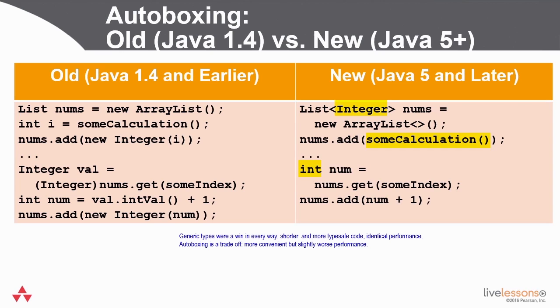Most of the time, you store things in the list, and you read things from the list, and you don't replace the entries in the list. But occasionally you do, so you should realize that generic types in general were a win. But autoboxing in specific is a trade-off. It gains you something in convenience, but occasionally it can cost you something in performance.